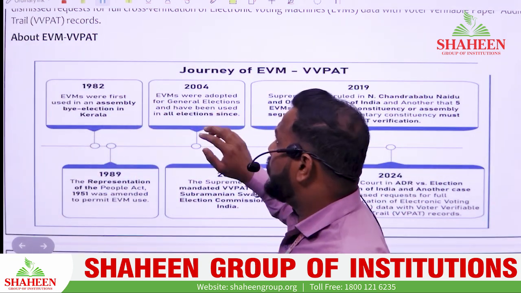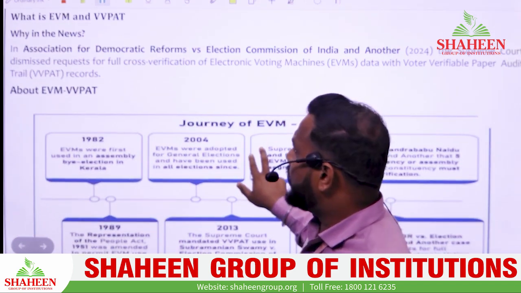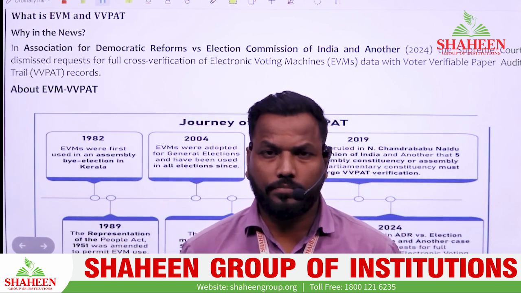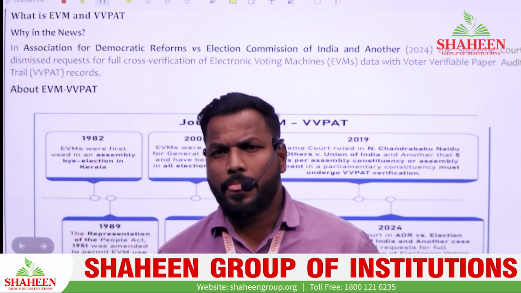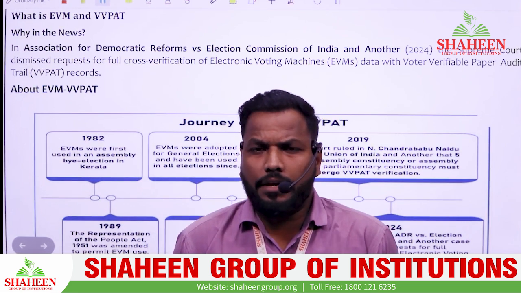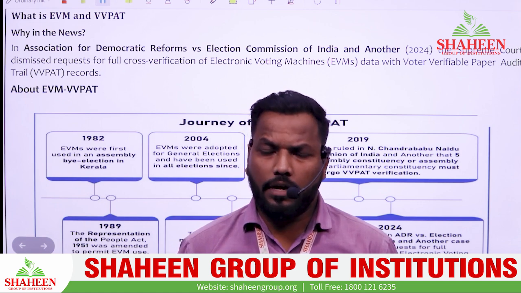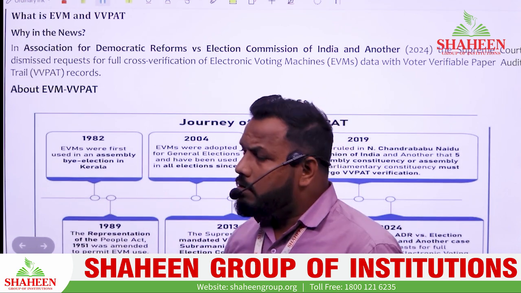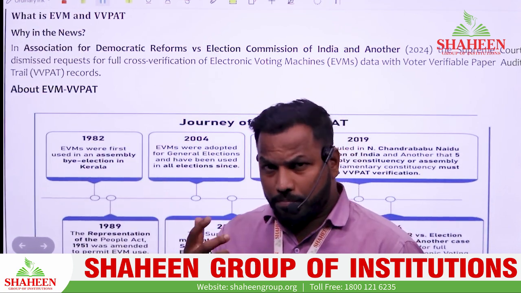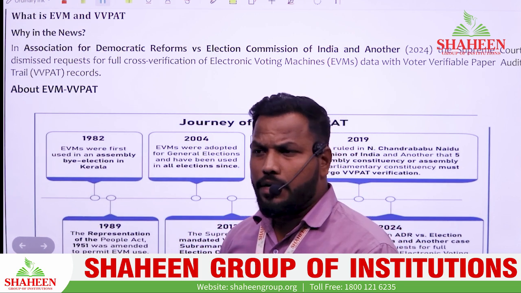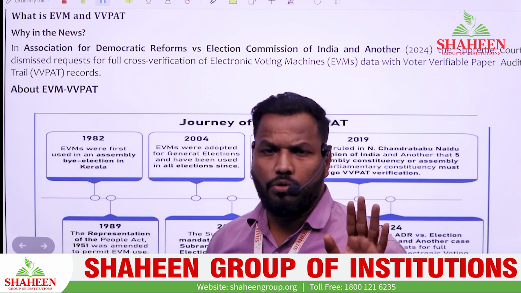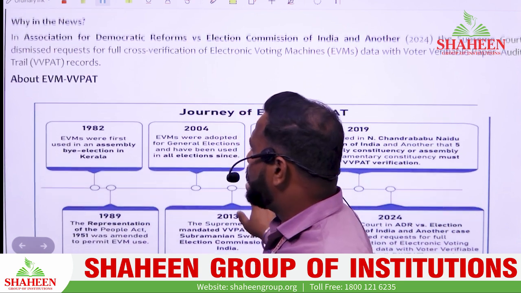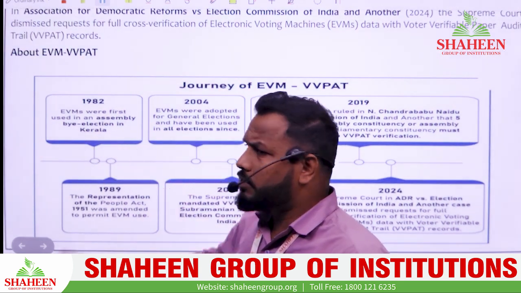the use of EVM was very prominent, and in India the first time EVM was introduced was in a Kerala by-election. It was introduced as a trial and error thing, and it succeeded. The Election Commission of India got proof that the use of electronic voting machines can be very pure and prominent, and can work perfectly. So in 1982, the electronic voting machines were first used in India, and it succeeded.